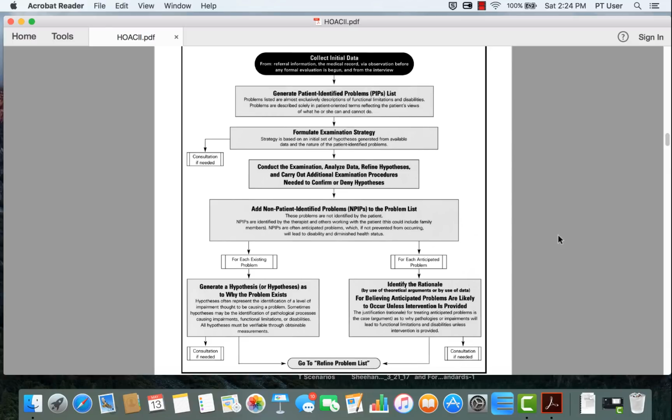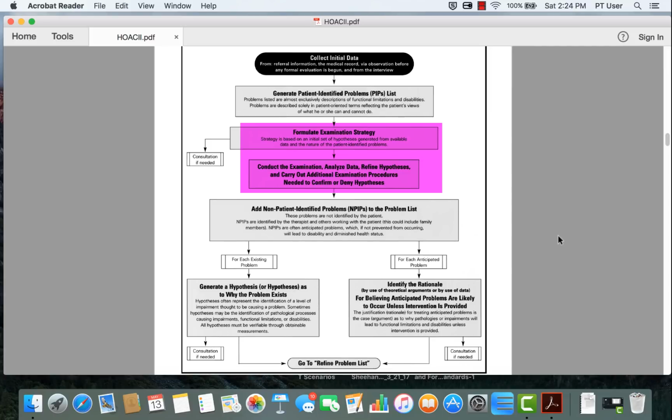Along the way, you're going to identify some other things they're not picking up on, but you see could be a problem. Now, these problems, whether PIPs or MPIPs, start to fall into one of two categories. Either they're right there in front of you, existing, or you anticipate them as risk factors. Okay.